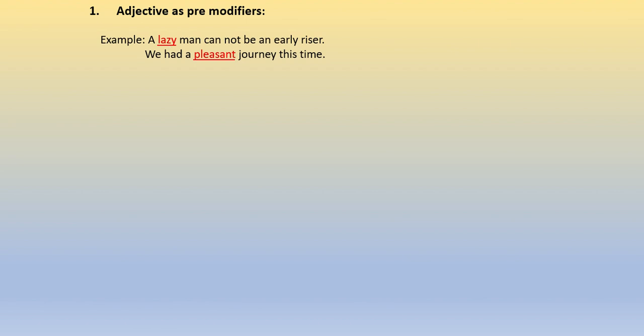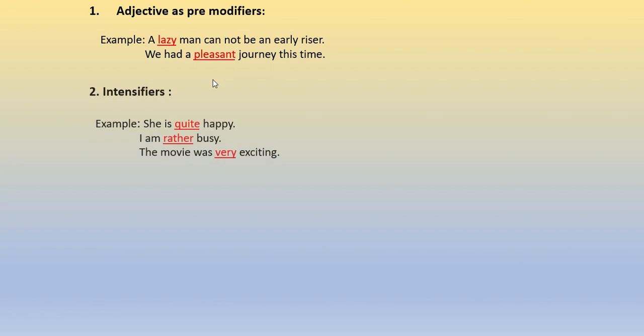An adjective is a word that qualifies a noun or pronoun, and this adjective can be used in two ways, attributively and predicatively. Attributively means the adjective is used before a noun. So in the example you see, a lazy man cannot be an early riser. Here, before this noun man, the adjective is used attributively and it is called a pre-modifier. In the next example, you see, we had a pleasant journey this time. Journey is a noun. Before it, the adjective is used, so it's a pre-modifier. It's very easy for you.